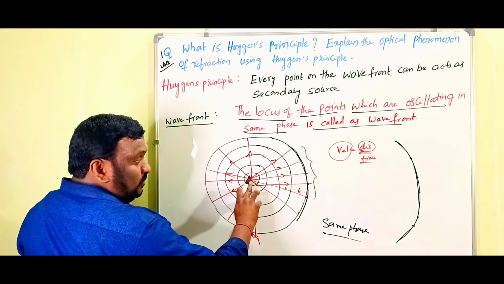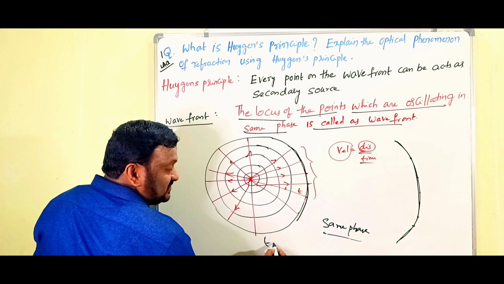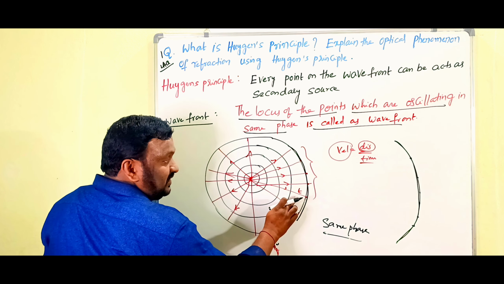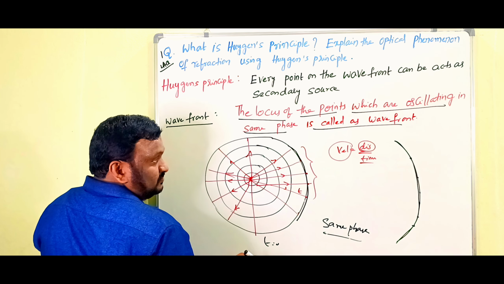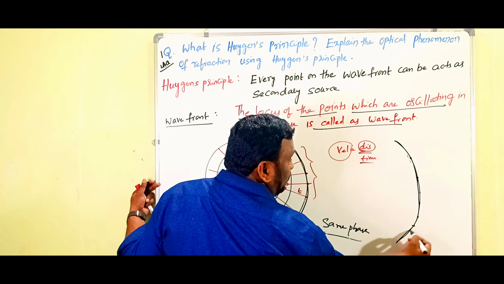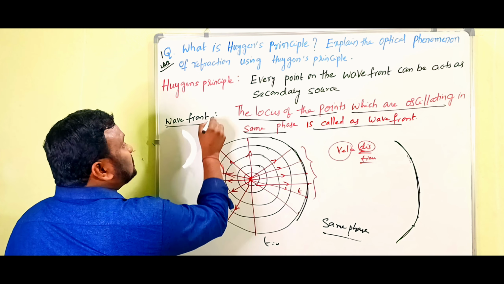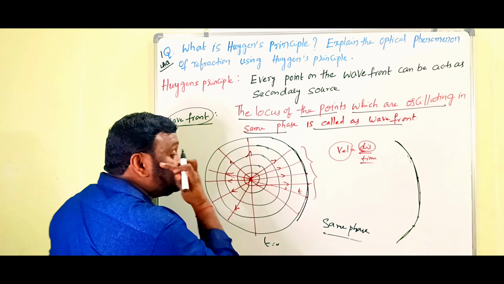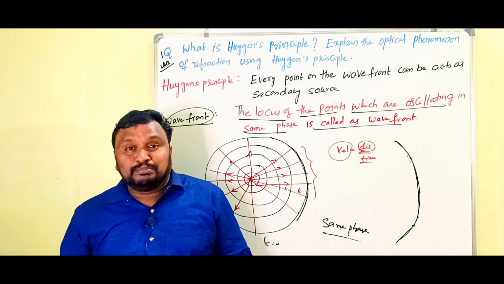Clear? So when the disturbance is created at a particular point, the time is 0. After some time t, we join the particles which are in the same phase. The locus of those points is what we call a wave front, children. So this is simply about what a wave front is. Huygens applied the same wave front theory to light also.